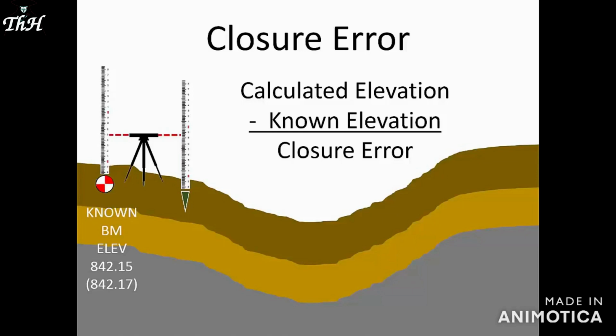Starting with the forward run and returning to the known benchmark on the reverse run, we calculated the ending elevation to be 842.15 feet. However, that benchmark already had a known elevation of 842.17 feet that you can see in parentheses at the left. Therefore, 842.15 feet minus 842.17 feet equals a negative 0.02 feet. That is, the level circuit closure error is negative 0.02 feet.